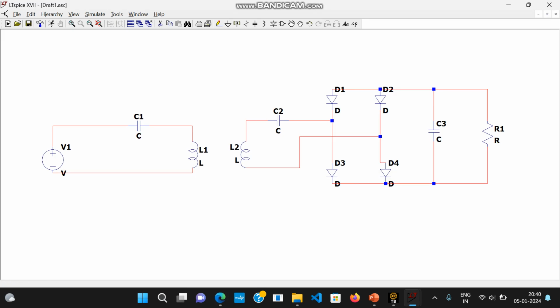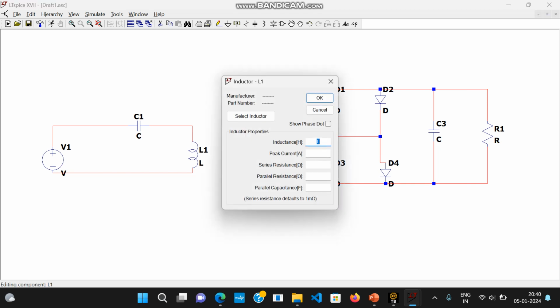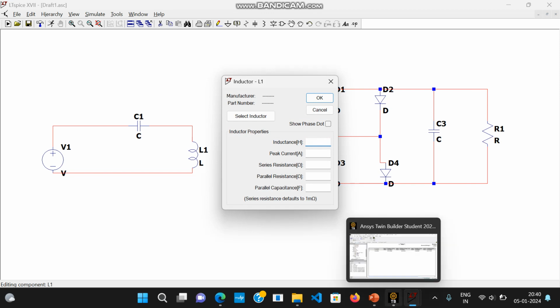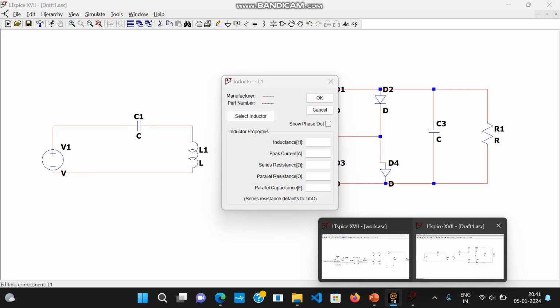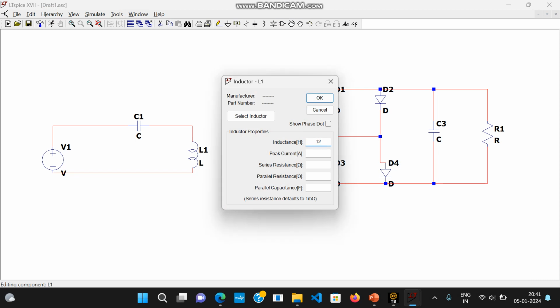So let's first start with our transmitter coil. Here you can specify its value. Our transmitter coil value will be taken from ANSYS Maxwell, which is L1, and it is 125.31 microhenry. So let's put it here, 125.3u. U stands for micro in LTspice.